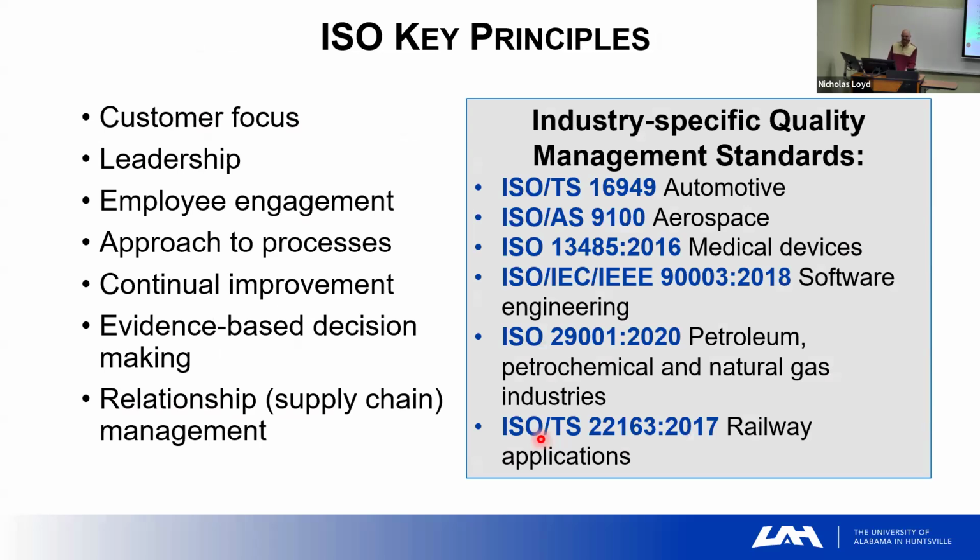Automotive has TS 16949, which has very specific quality standards just for that industry. AS 9100 for aerospace, medical devices, everyone has. But there's basically these categories that ISO says you need to have procedures and processes for: how you show that you have a customer focus, what your leadership processes are, how you engage employees, what your continual improvement is, and have them documented.